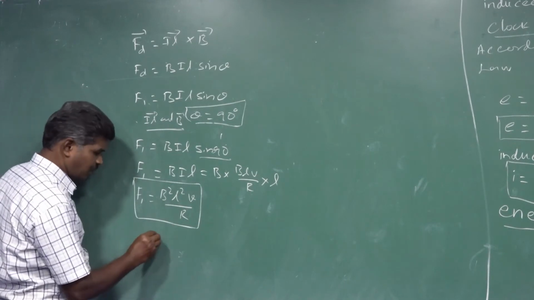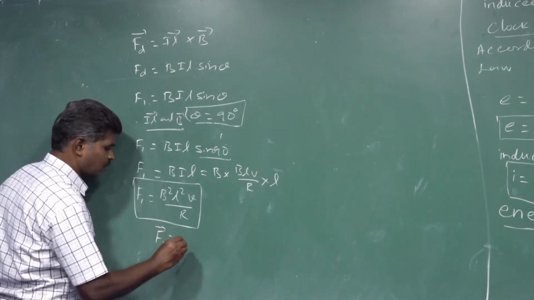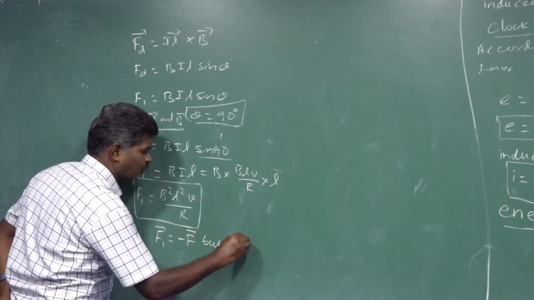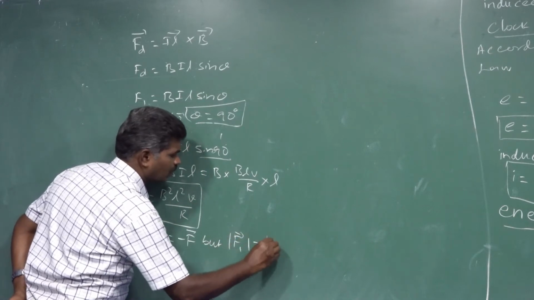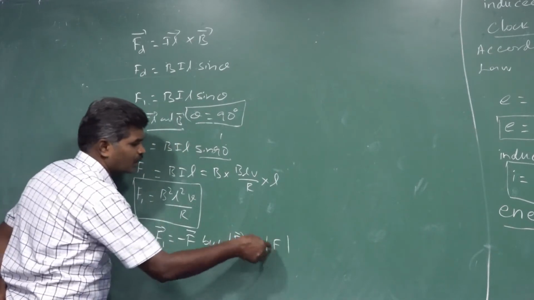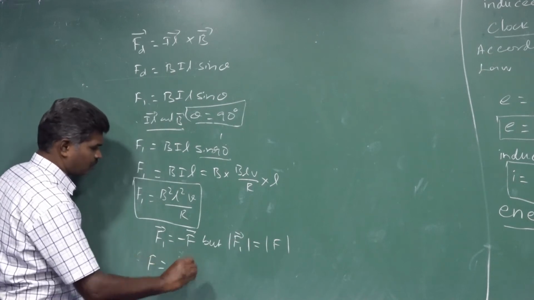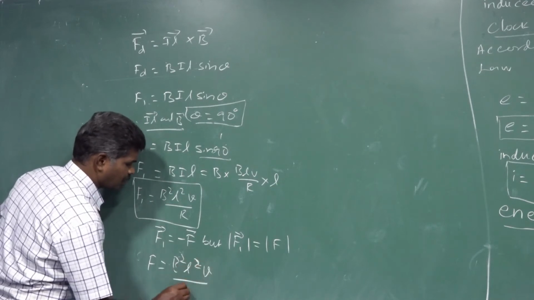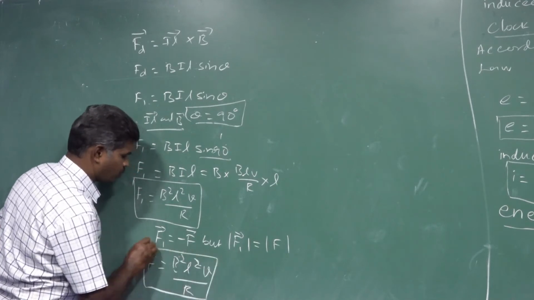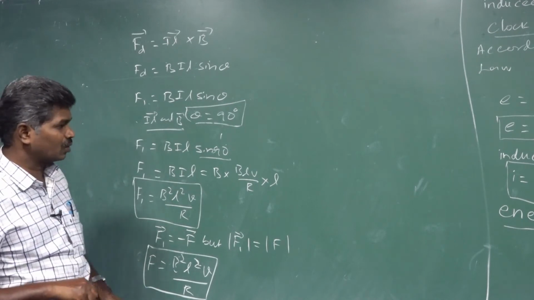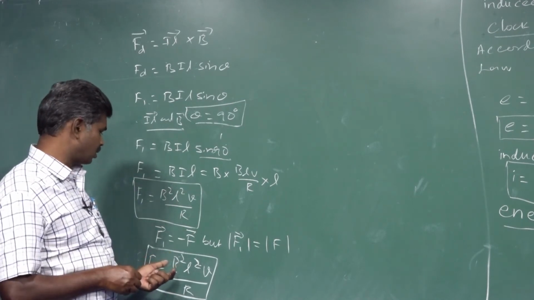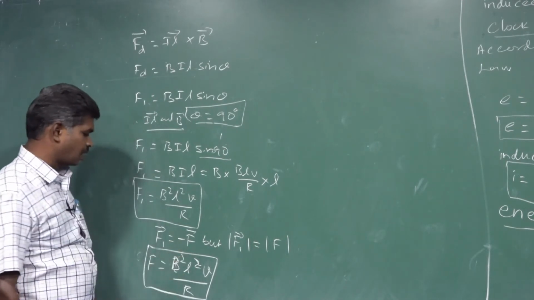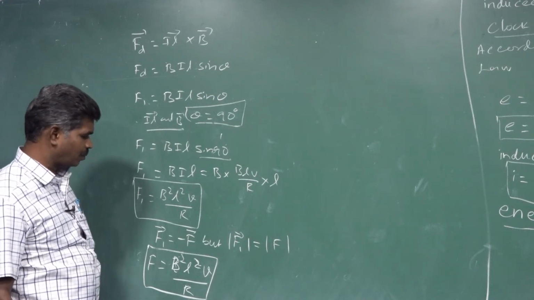Once again recall, F1 vector equal to minus F vector, but the modulus of F1 vector equals the modulus of F vector. These are the magnitudes. That's why F is equal to B square L square V by R. This is the applied force. Based on the magnetic force, we calculate the applied force value. Once again, F is equal to B square L square V by R.